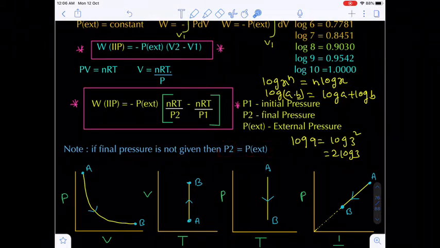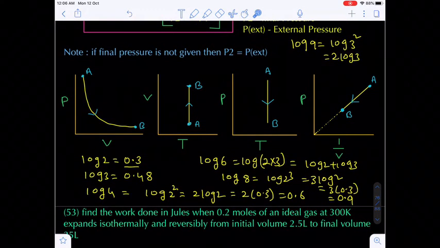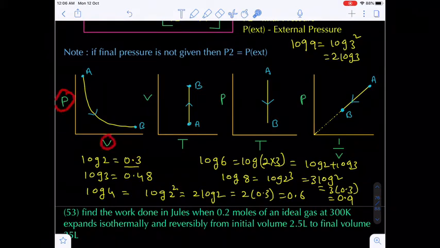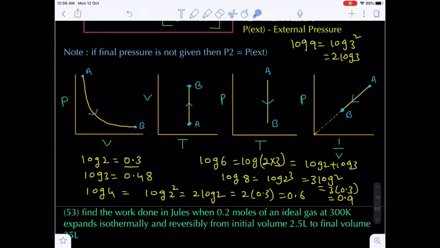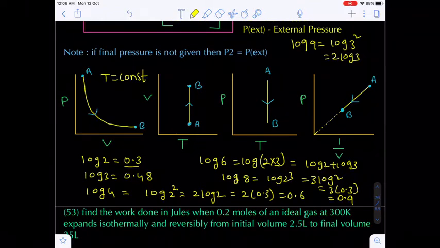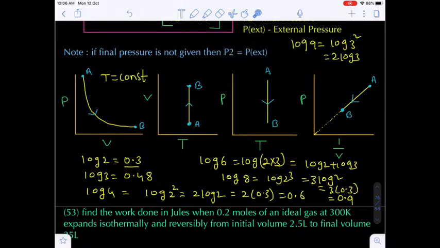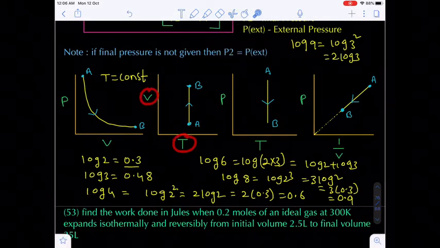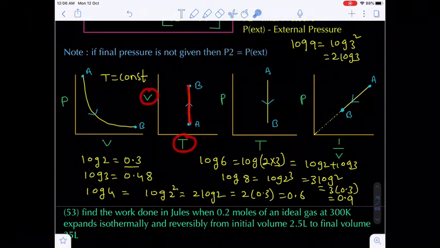Okay, now what are the graphical representations of isotherms? So the pressure volume graph is a rectangular hyperbola. Volume increases, pressure decreases, keeping the temperature constant. Keeping the temperature what? Constant. Okay, now the next one, graph between volume versus temperature. Temperature is constant, so it is parallel to the y-axis, perpendicular to the x-axis.